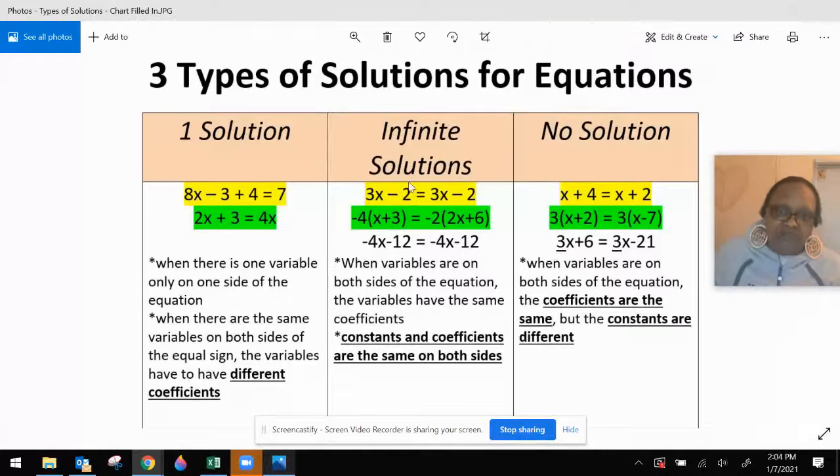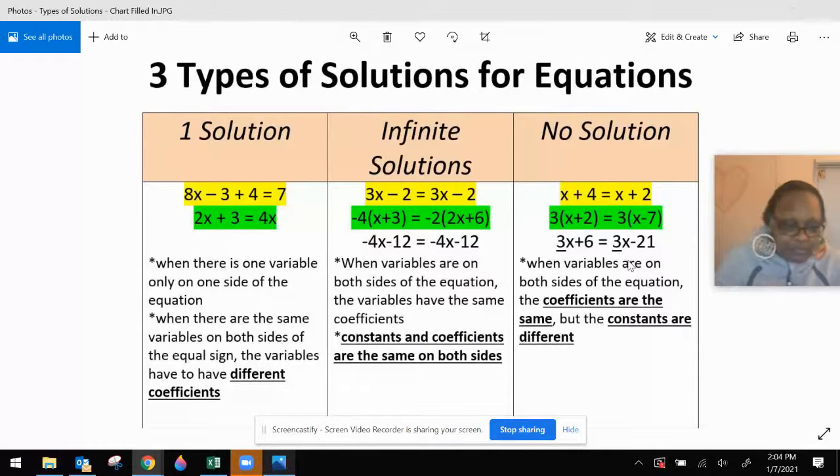So infinite solutions is when everything's the same. And then no solution is when the constants are different, when it's a false statement. So I'm going to write a song right now, impromptu, freestyle. Okay, let's see here. Here we go.